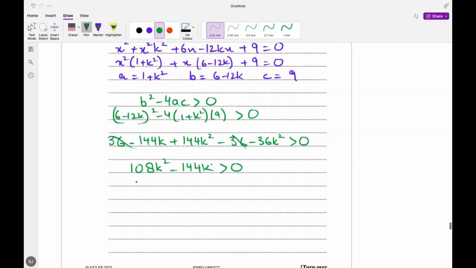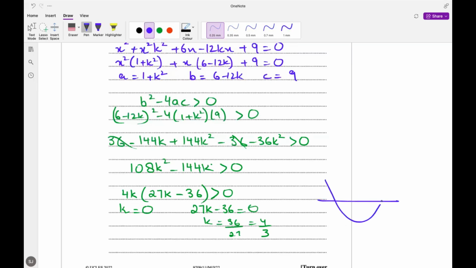So let's say we take 4k common from over here. 108 divided by 4 is 27k, and 144 divided by 4 will become 36, greater than 0. So one of the values of k comes from 4k equals 0, so one of the values of k is 0, and the other from 27k minus 36. If we find the value of k in this case, that will be equal to 36 upon 27, which is 4 upon 3. Now it is important to know how to give the correct inequality sign.